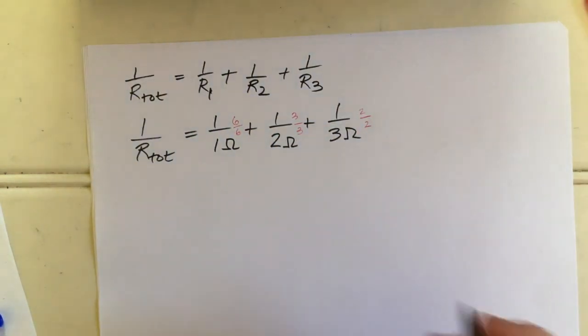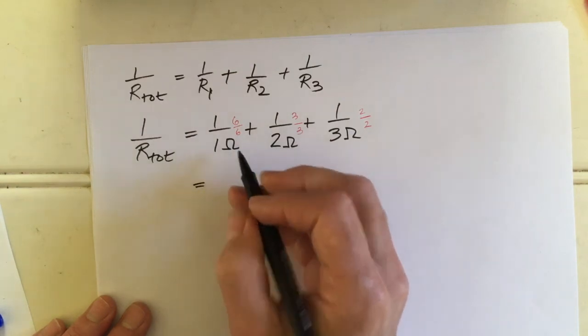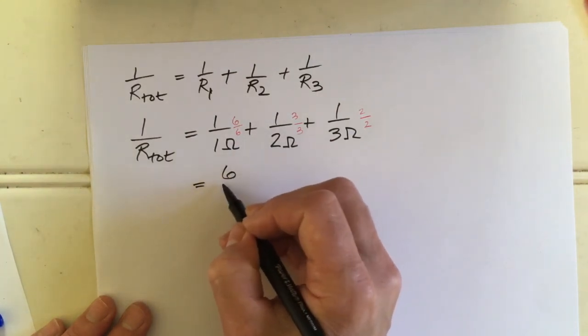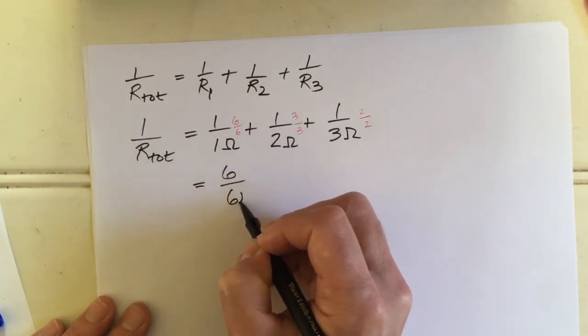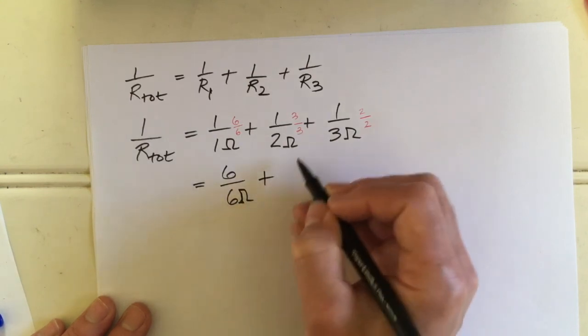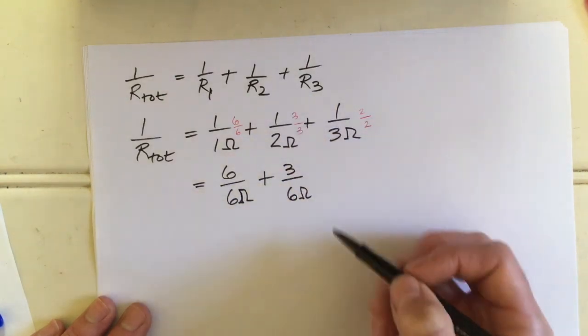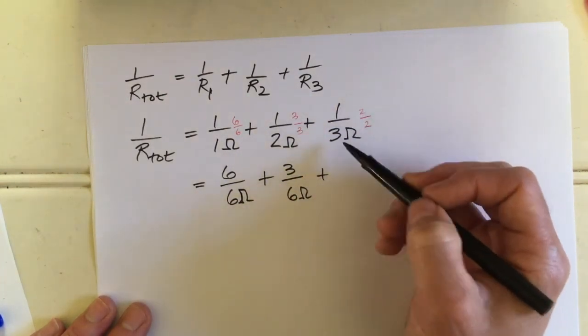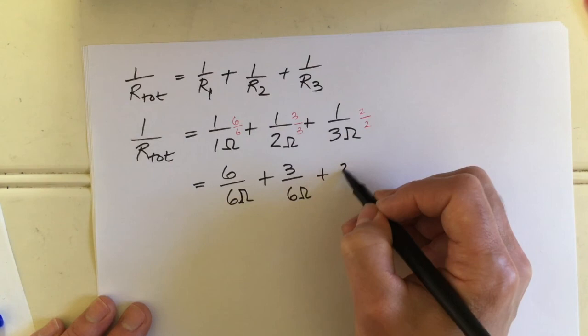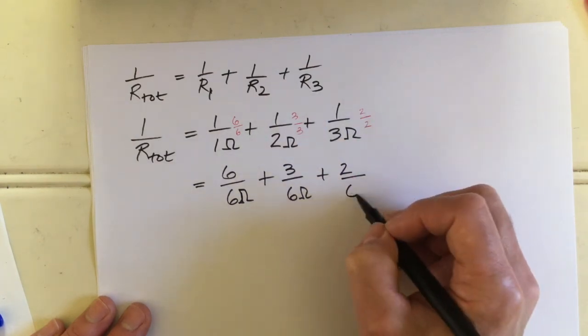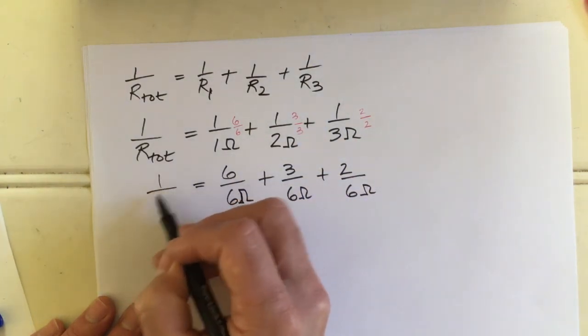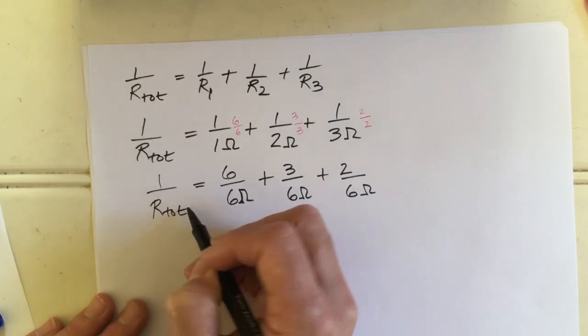Okay, so it's going to look like this then. This is going to become 6 over 6 ohms. This is going to become 3 over 6 ohms, still a half, right? We didn't change anything. And this is going to be still a third. This is going to become 2 over 6 ohms. But by doing that, now I have common denominators everywhere.